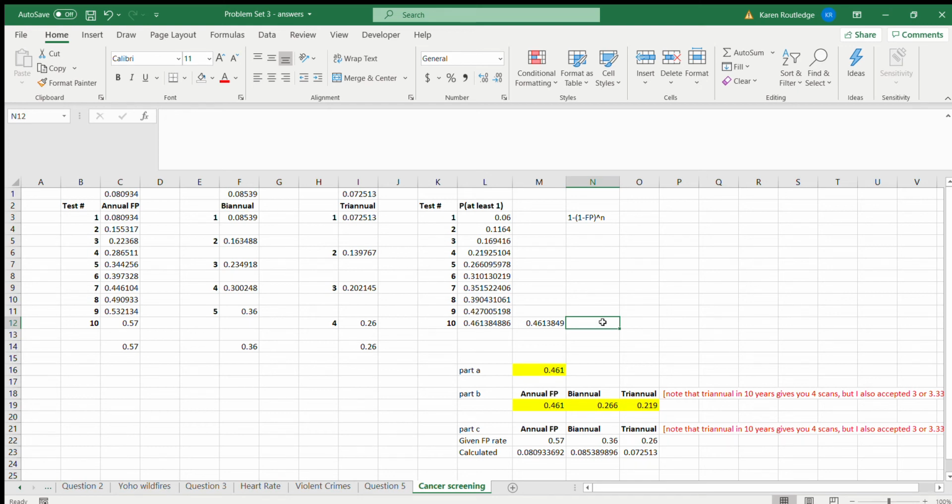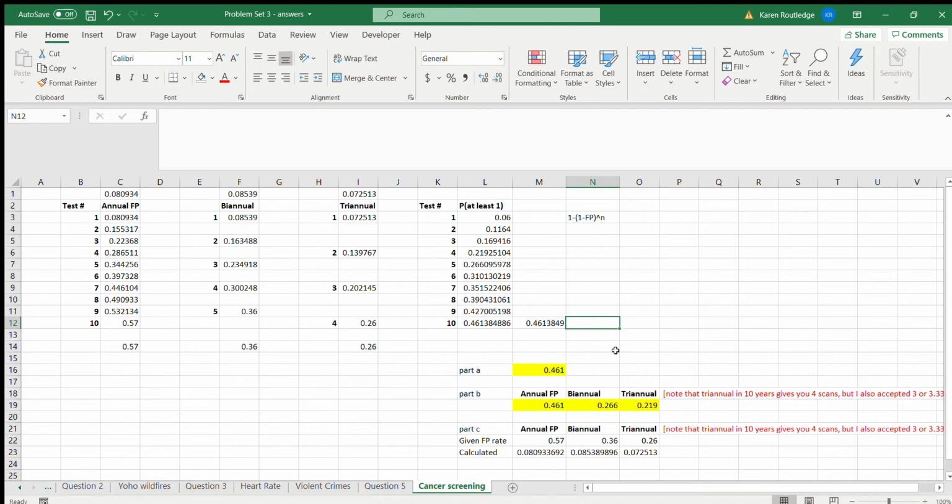Problem set 3, question number 6 in cancer screening. The key to all of these questions was this equation, colloquially known as the false positive equation. If you remember, it is 1 minus the false positive rate, raised to the power of however many tests or times you're trying to do something.